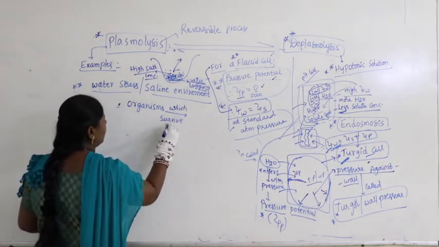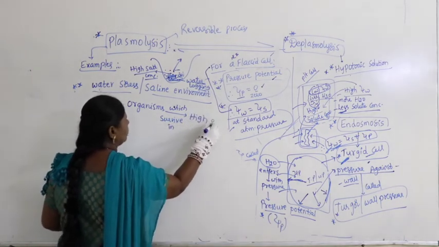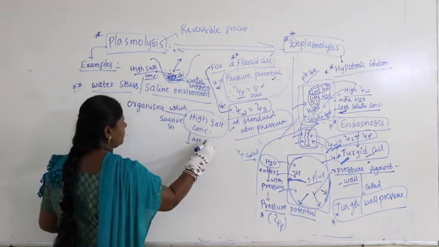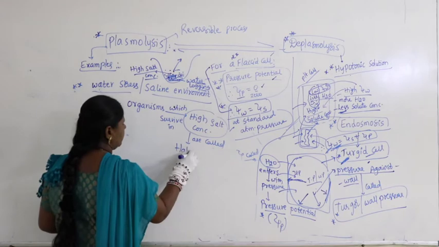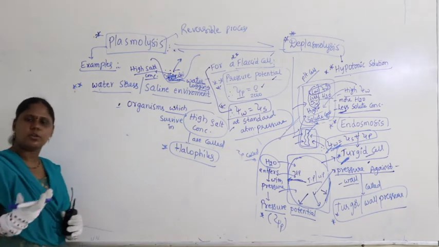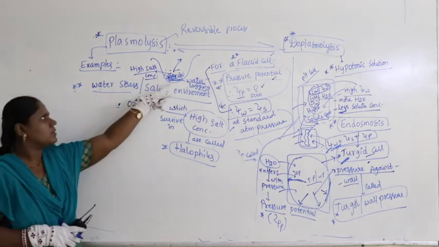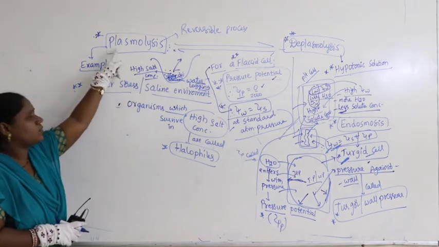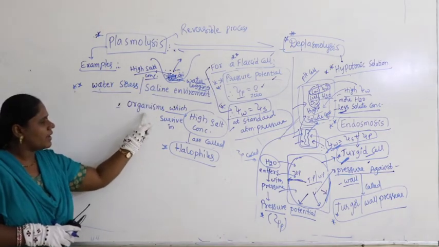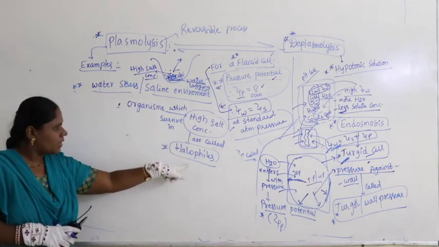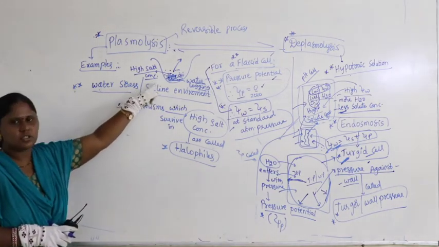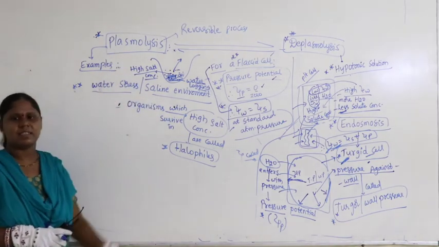The organisms which survive in high salt concentration are called halophiles. How do they tolerate high salt concentration? Because what happens here is plasmolysis, the cell becomes flaccid. Organisms survive even at high salt concentration; they are called halophiles. Halophiles are found where? In the saline environment, in water stress condition, there occurs the phenomenon called plasmolysis.